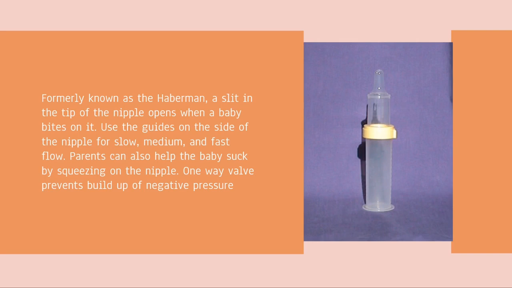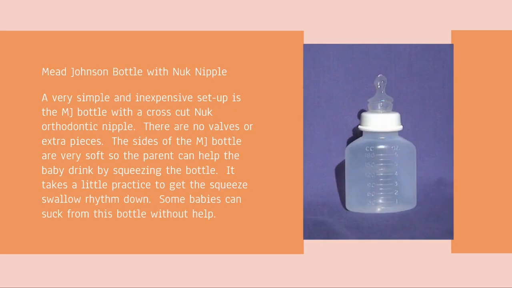Formerly known as the Haberman, a slit in the tip of the nipple opens when a baby bites on it. Use the guides on the side of the nipple for slow, medium, and fast flow. Parents can also help the baby suck by squeezing on the nipple. A one-way valve prevents the buildup of negative pressure. This is a Mead Johnson bottle with a Nook nipple.